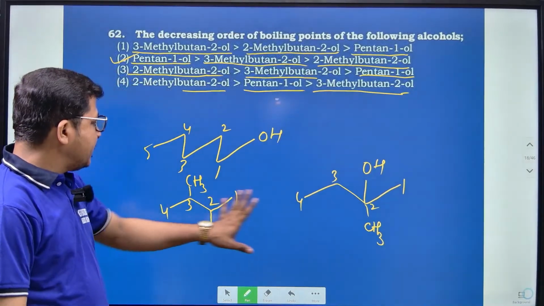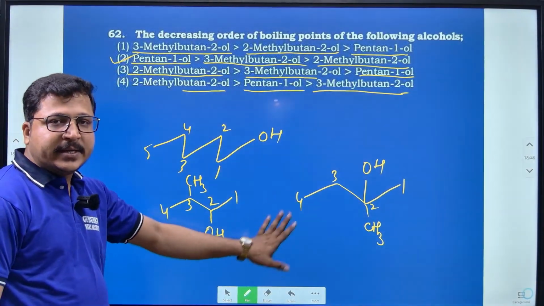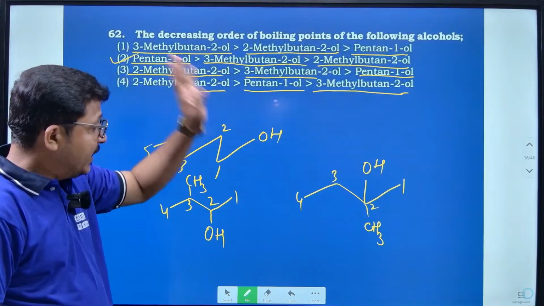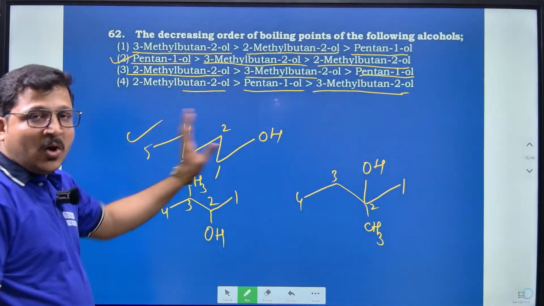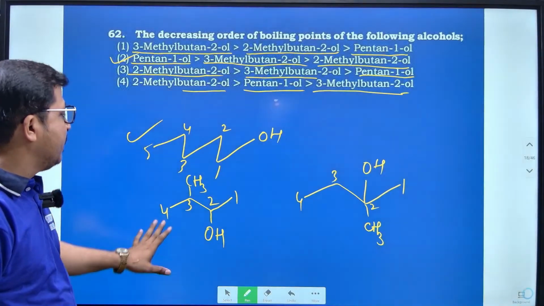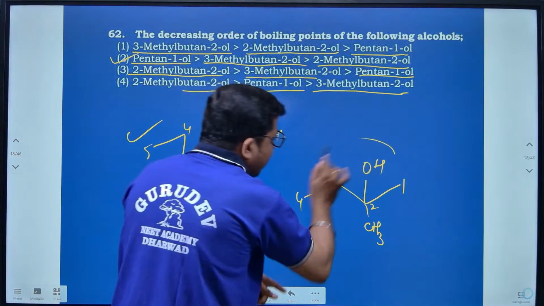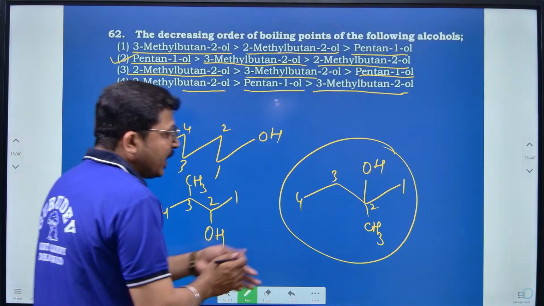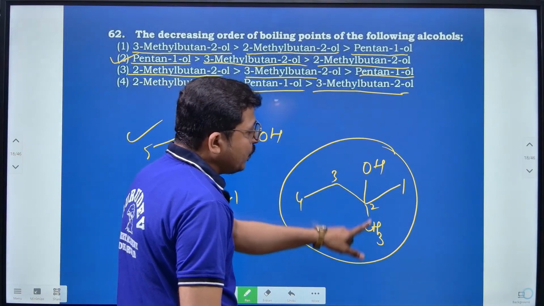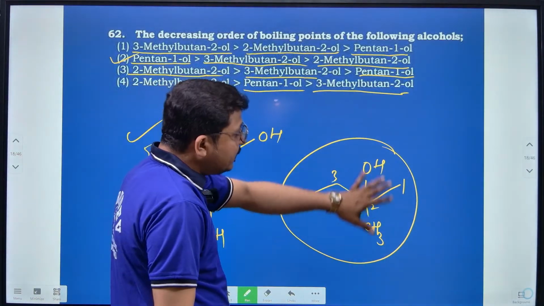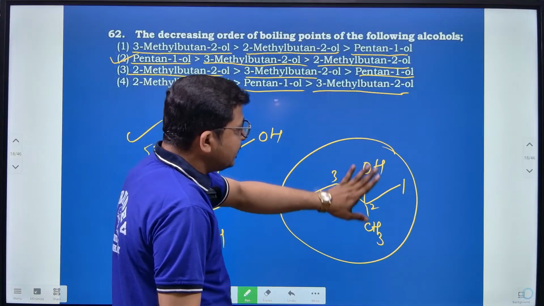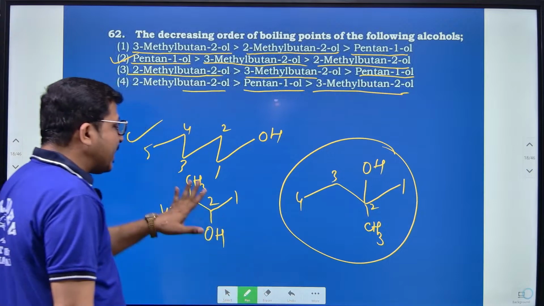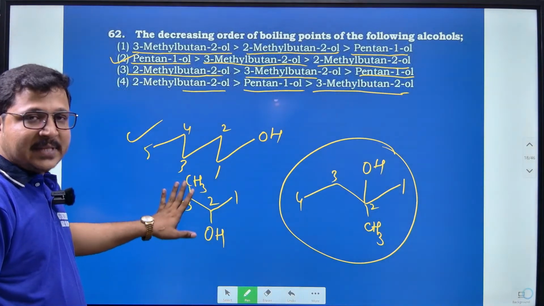See, as the branching increases, the boiling point decreases. But among these, this one is in the long chain, hence its boiling point is more. And here number 3, look at here, the single carbon is containing both OH and CH3 group. Hence, the requirement of surface area is less. Hence, this has the least boiling point as compared to this second one.